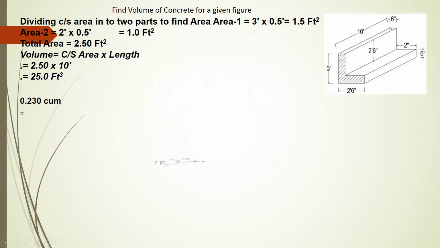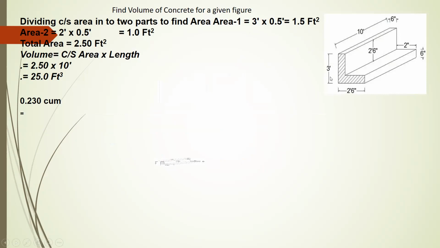Now, find the volume of these staircases. Length is 10 feet. The width is 6 feet. The bottom one's width is 6 feet. Height is 6 inches. The total width will be 2 feet 6 inches. The height of the first step will be 2 feet 6 inches. Now let us divide into two parts. First part will be 3 feet by 1.5 feet.